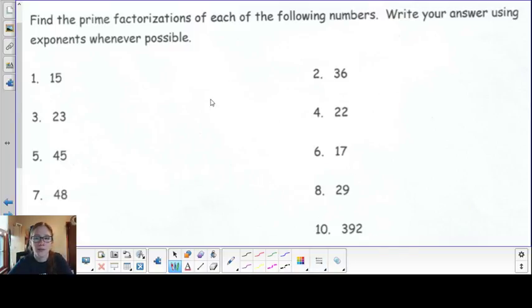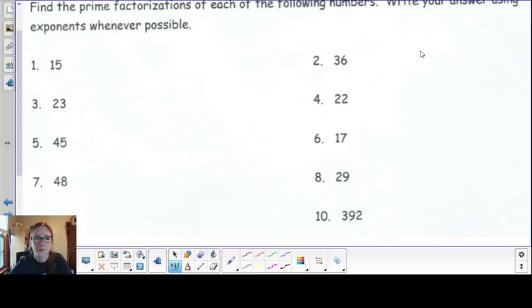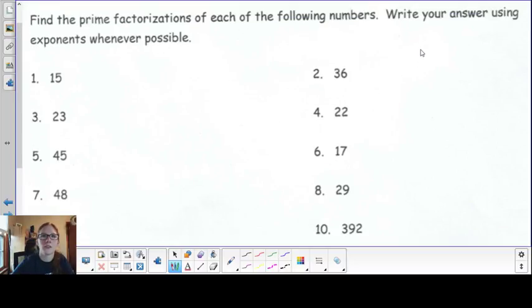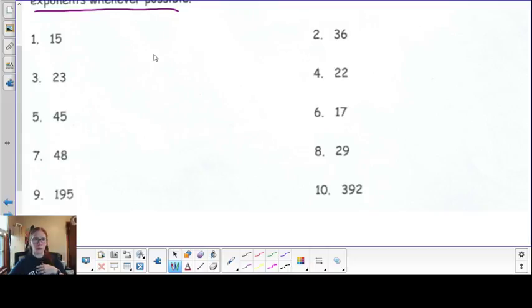So we're going to find the prime factorization of each of the following numbers. Write your answers using exponents whenever possible. So 15 is just 3 times 5. And since there's no other ones, my answer is just 3 times 5. I don't like to use the x because I don't want it to be mistaken for an x. So I'm going to use my dot for multiplication.